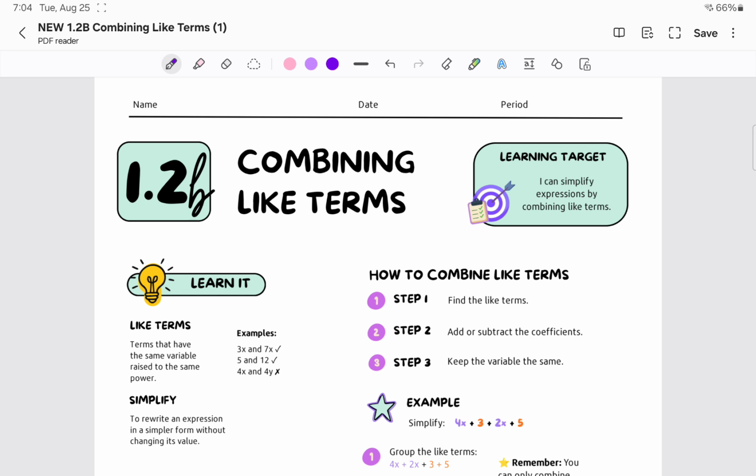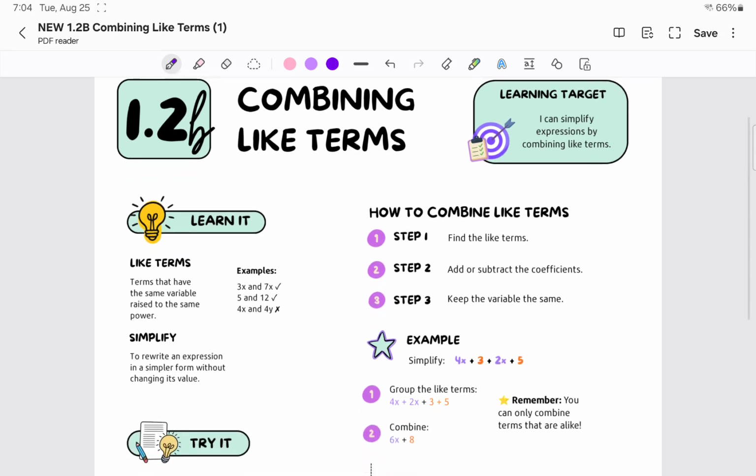Let's look at the vocabulary first. Like terms are terms that have the same variable raised to the same power. So your examples are over here, 3x and 7x, they have the same variable, x, and it's raised to the same power, just x to the 1. You also have just plain old numbers with no variable. Those are like terms. So 5 and 12. As long as they're both constants or both numbers, you can combine them.